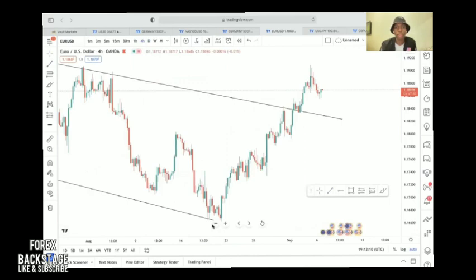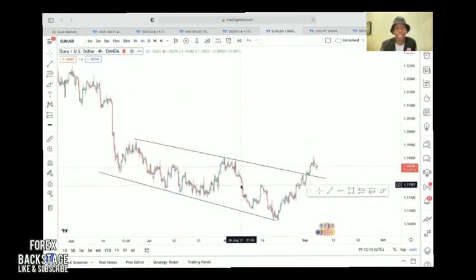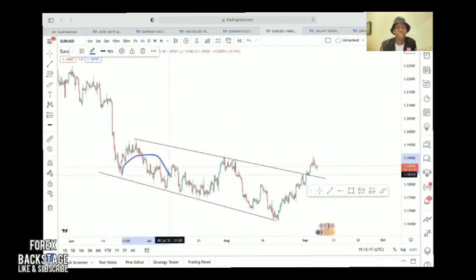So, guys, I start my analysis on the daily time frame. I can see that Euro USD was moving in this channel over here, moving in this channel, and we actually were anticipating.